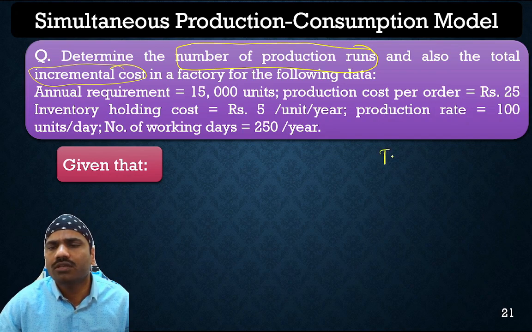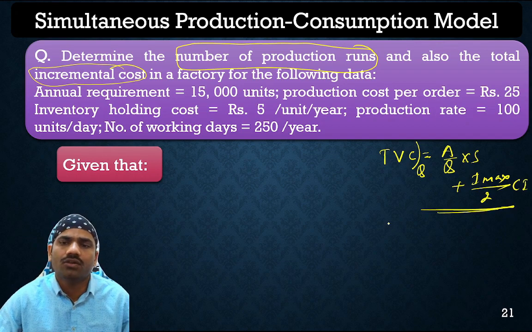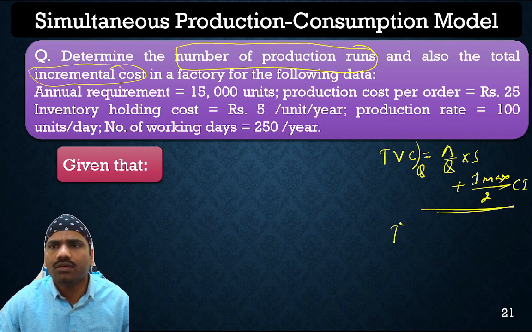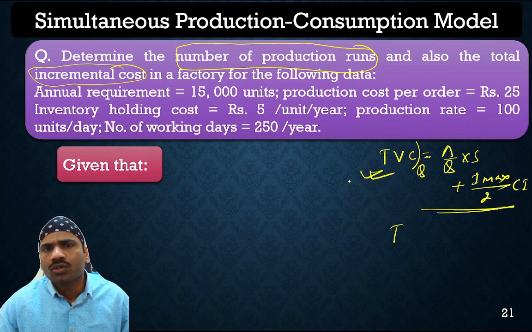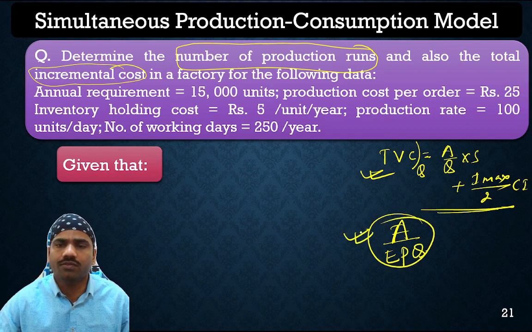Total incremental cost, that is total variable cost, we can find at Q also, and that is A by Q into S plus I max by 2 into CI. By this formula we can find the total incremental cost. And we can find the number of production runs as A by EPQ. So the number of production runs and the total incremental cost, that is total variable cost at some general quantity Q, we can find by these formulas.